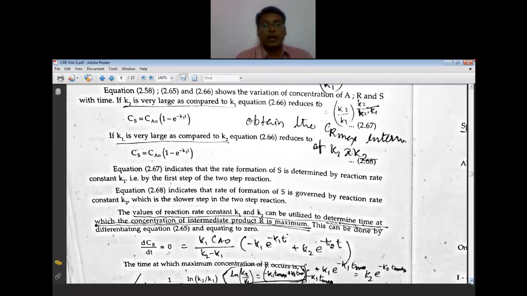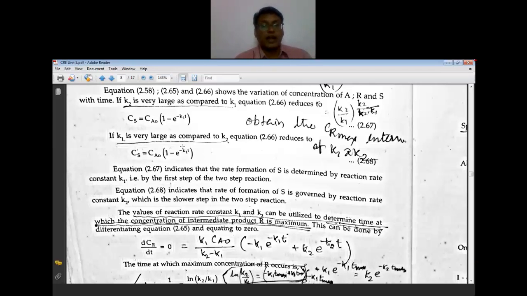So this is the rate of formation of S. Cs is the rate of formation of S, which is determined by the reaction rate constant K1, or the rate of formation of Cs which is determined by the rate constant K2. When K1 is very large as compared to K2, K1 is large, so the smaller factor K2 is going to decide the kinetics. The first production happens continuously. The slowest step is your rate determining step. So this is of more concern. The slowest step is nothing but the rate determining step.